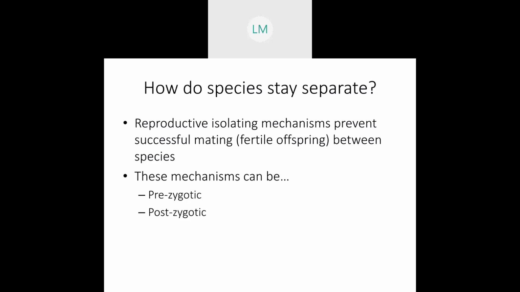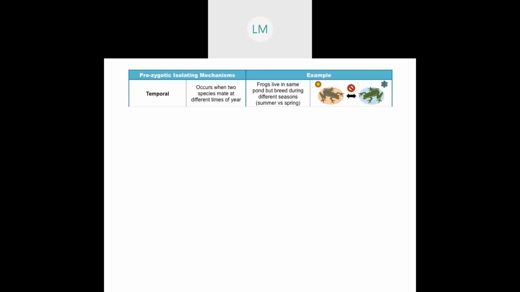So pre-zygotic and post-zygotic. One type of pre-zygotic isolating mechanism is temporal isolation. This is when we have two species, but their mating times are at different times of year. So they're not going to mate with each other because they don't overlap in time. An example of that is frogs. Maybe we have two species of frogs that live in the same pond, but they breed during different seasons. Maybe one breeds in the summer, one breeds in the spring. So they're not going to breed with each other just because it's happening at different times of the year.